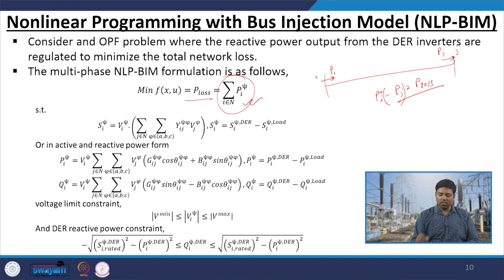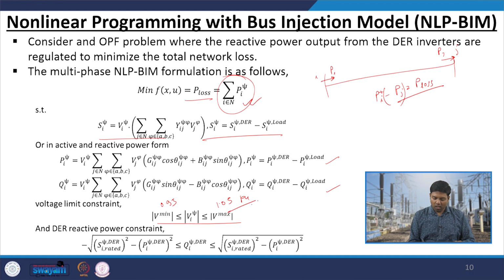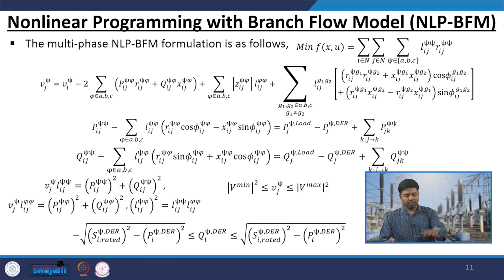That we considered as the loss function, and this is your power balance equation, that is your active and reactive power balance equation. We have studied all this. You have the voltage limit, your voltage magnitude must be within a certain limit, that is 0.95 to 1.05 per unit, that has to be satisfied, and the reactive power support from your DRs has to be also within a certain limit. That means, either it will absorb or it will supply, depending upon the situation, how you are operating your network or what is the loading condition.